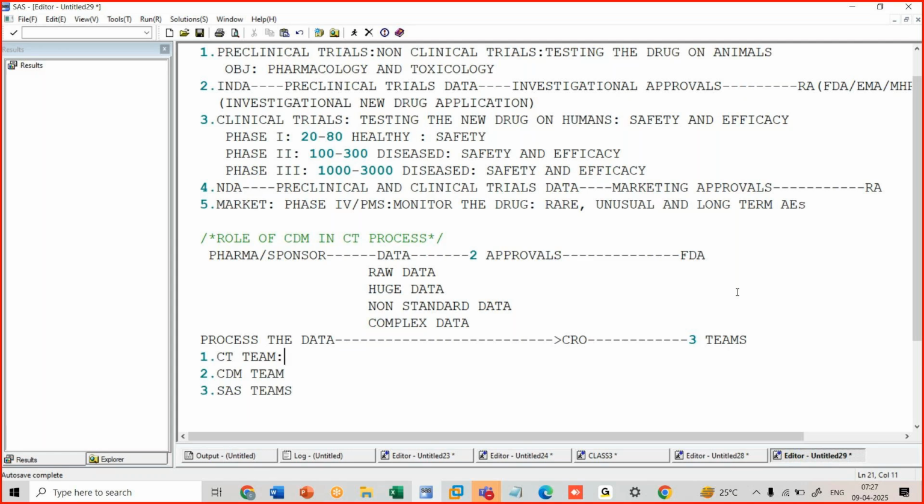Where exactly does the clinical trial team work? They'll be working at the site. It's called the study center, study site, or clinical site. It's a place where we conduct the clinical trial. But most of the trials will be multi-centered trials. That means we conduct the clinical trials in multiple locations.